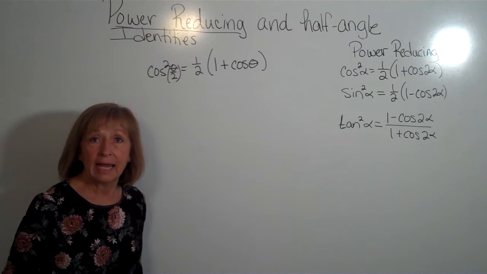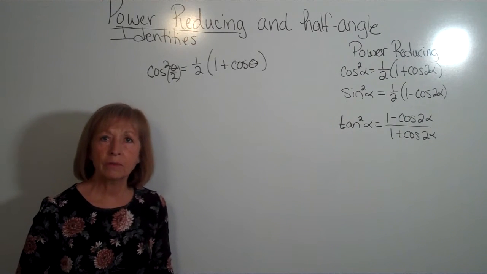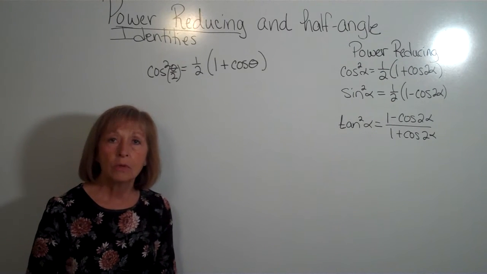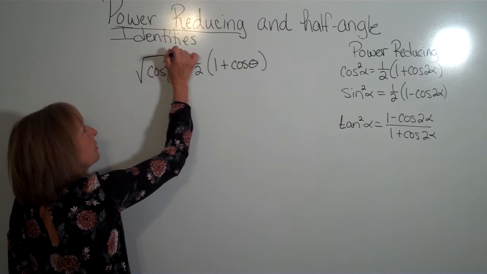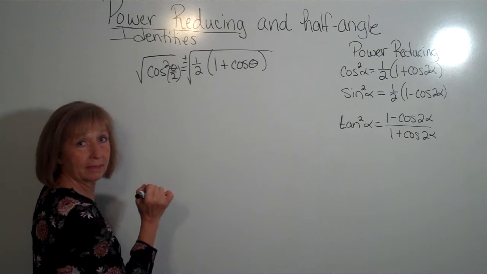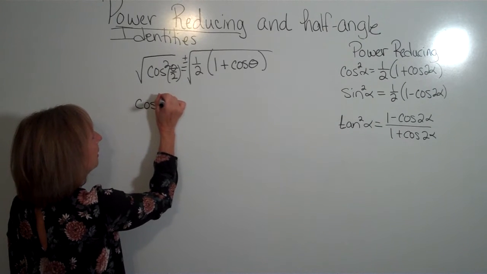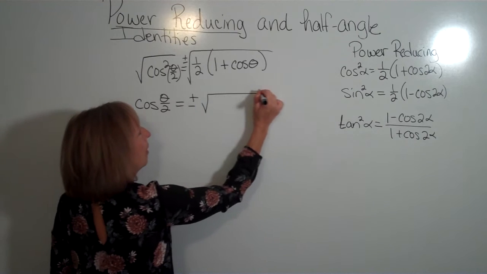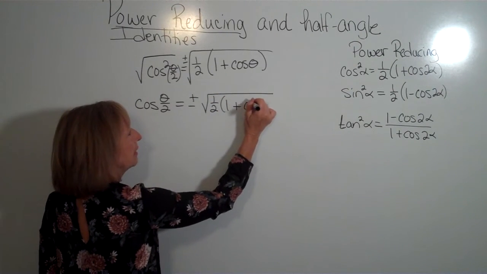And if you actually want to have an identity specifically for the cosine of half the angle instead of the square of the cosine of half the angle, we just need to take the square root of both sides. Remembering when you take the square root of both sides, you have to remember the plus or minus. And that gives me that the cosine of theta over 2 is equal to plus or minus the square root of 1/2 times 1 plus cosine theta.